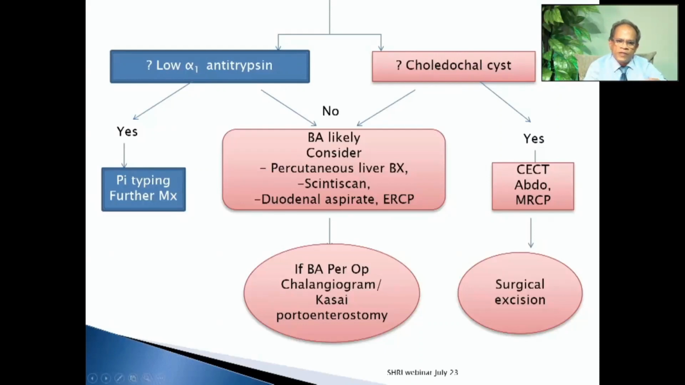So if there is delay in performing any of the above tests, then following ultrasound demonstration of the suspected biliary atresia, you can go on and do a cholangiogram and then confirm the diagnosis. And then if it is biliary atresia, you proceed with the Kasai portoenterostomy. But if it is a patent duct system or patent intrahepatic system, like neonatal hepatitis syndrome or biliary hyperplasia, then you act accordingly.